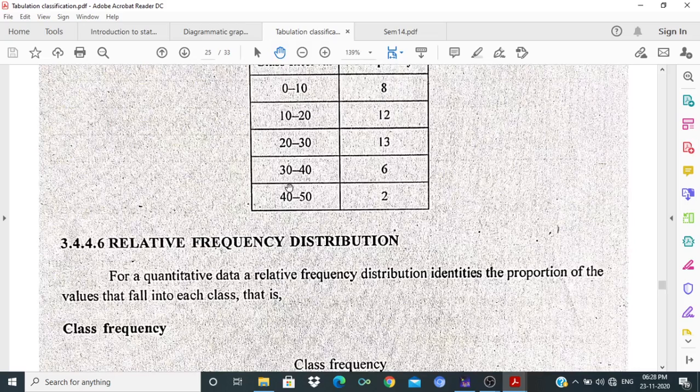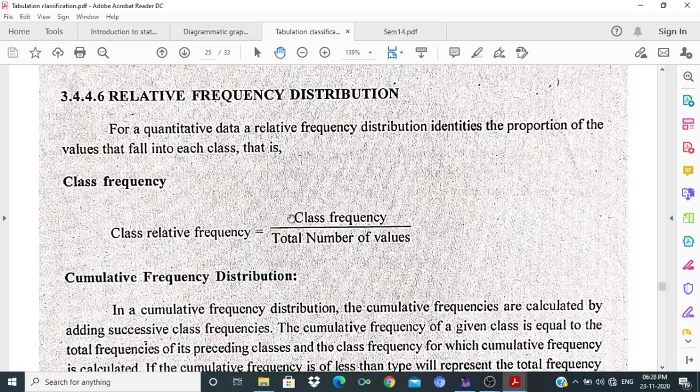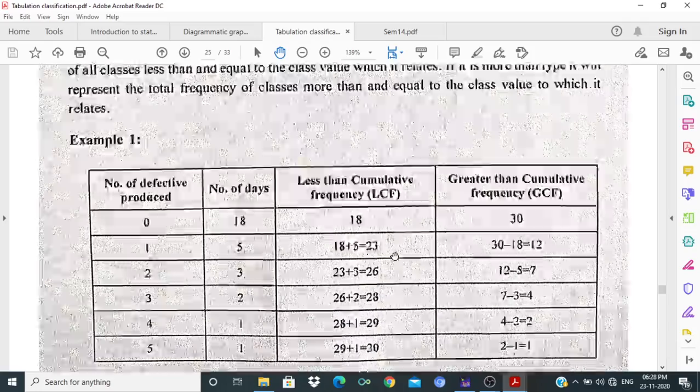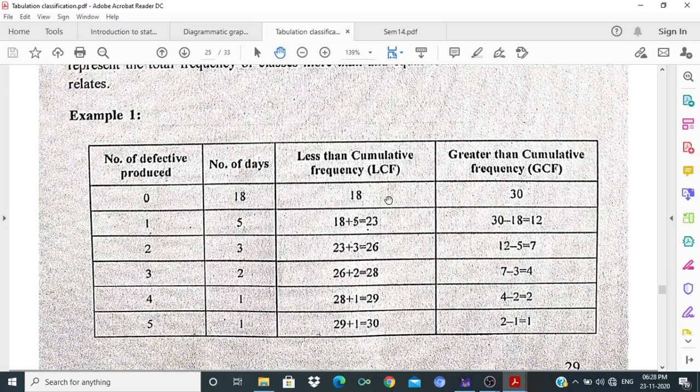There are unequal class intervals also. 0 to 10, 10 to 20. These are equal class intervals. This is relative frequency: class frequency by total number of values. This is cumulative frequency. You all know cumulative frequency: 18 plus 5, 23 plus 3, 26, like that.